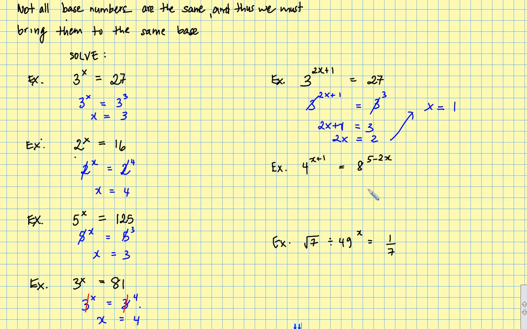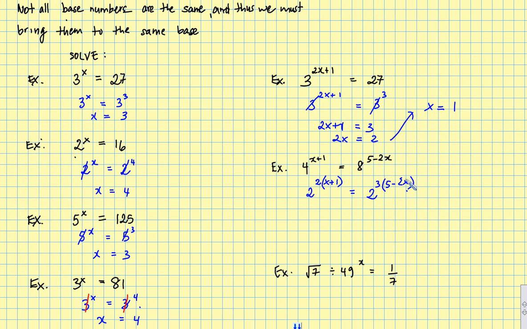If I now do the next problem, the next problem has a base 4 on one side, and it has a base 8 on the other side. Well, I cannot change the base 8 into a base 4 because 4 squared does not give me 8, but it gives me 16. So my best bet is to bring both bases down to their simplest form, and their simplest form is their prime number base of 2. So I can rewrite this as 2 squared to the power of x plus 1, and that equals 2 cubed to the power of 5 minus 2x.